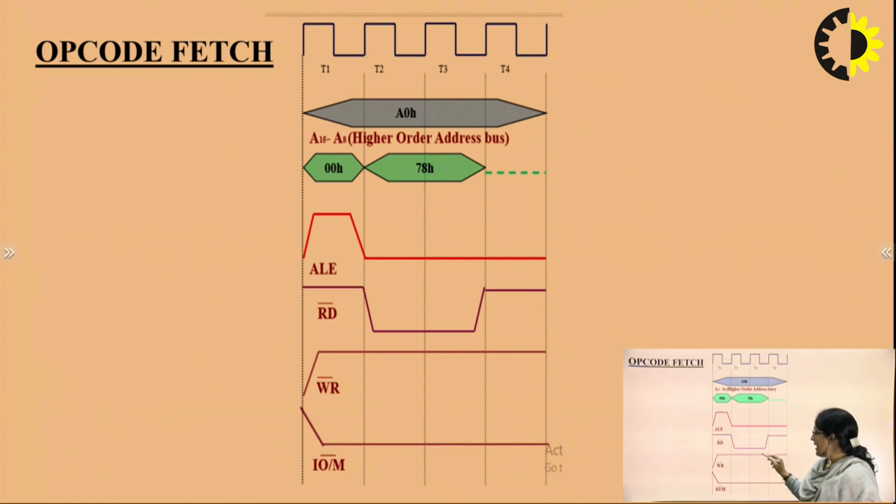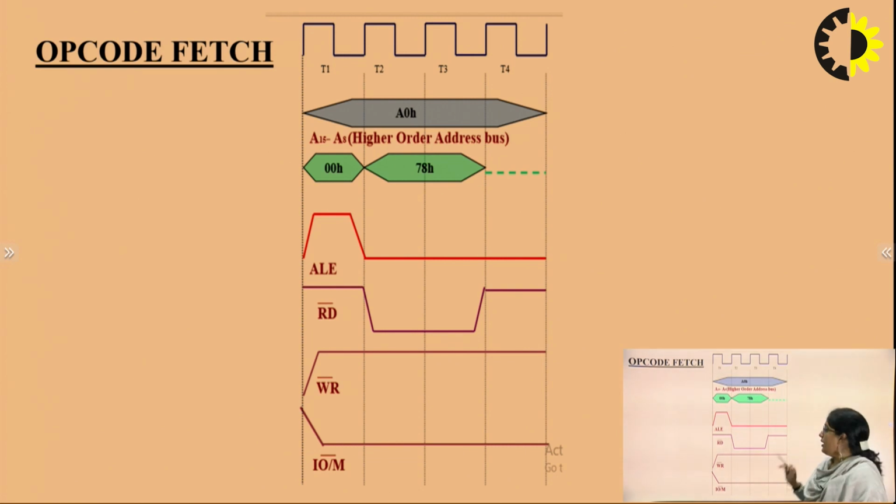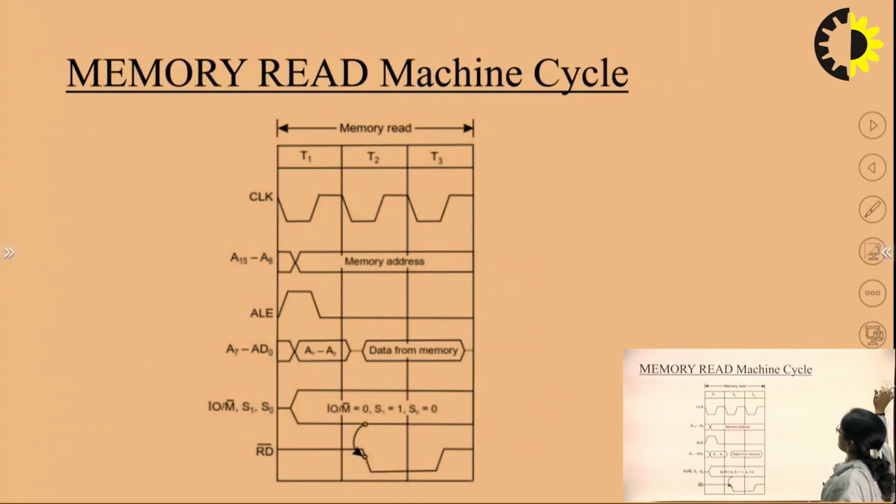The write signal will be active high because the microprocessor is performing a reading operation, and the reading operation is performed with memory. That's why the IO/M bar signal will be active low. So this is the opcode fetch cycle for any instruction. Next will be the memory read cycle.